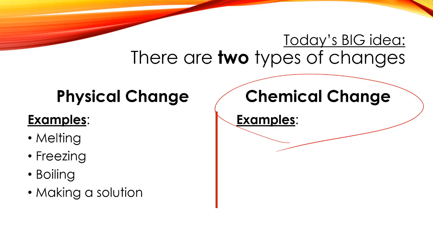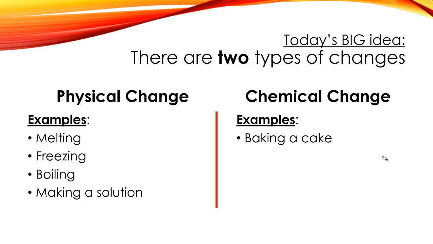On the other hand, chemical changes, some examples that we've talked about. The most obvious one we've cited a few times is anytime you bake a cake, you're making something new. You're taking flour and eggs, mixing it all together, and when you bake it, it all combines chemically, the particles combine, and turns into cake. So it's an example of a chemical change.